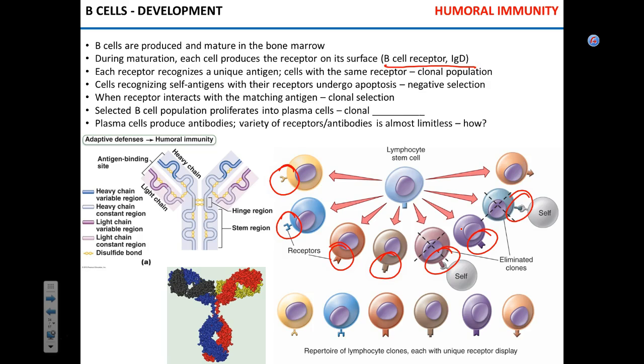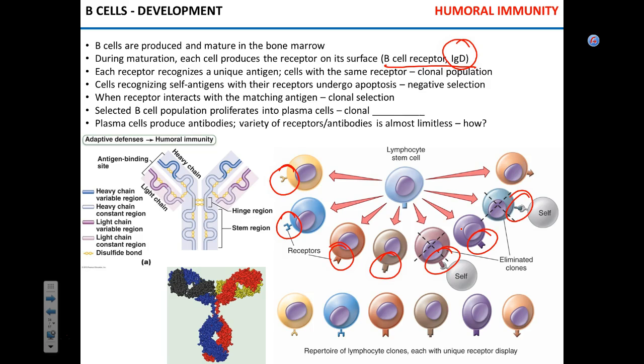These B cell receptors, also called immunoglobulin D, each can recognize a unique antigen. And we will talk about how you can recognize practically everything in the world. Hypothetically, can any of your body proteins be classified as an antigen? Does it have all the features of an antigen? Yes, it's large, it's complex. Does that make sense?